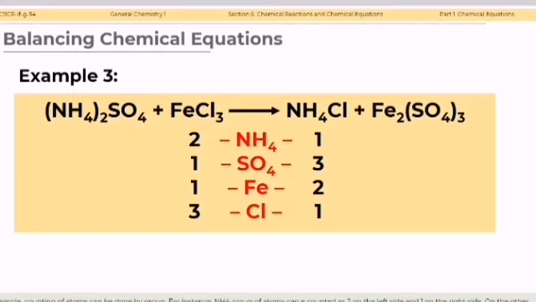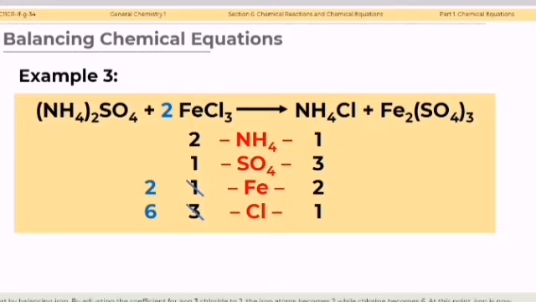In this example, counting of atoms can be done by group. For instance, an NH4 group of atoms can be counted as 2 on the left side and 1 on the right side. On the other hand, there is 1 count of a sulfate group on the left side and 3 groups on the right side. For iron, there is 1 on the left side and 2 on the right side. And for chlorine, we have 3 on the left side and 1 on the right side.